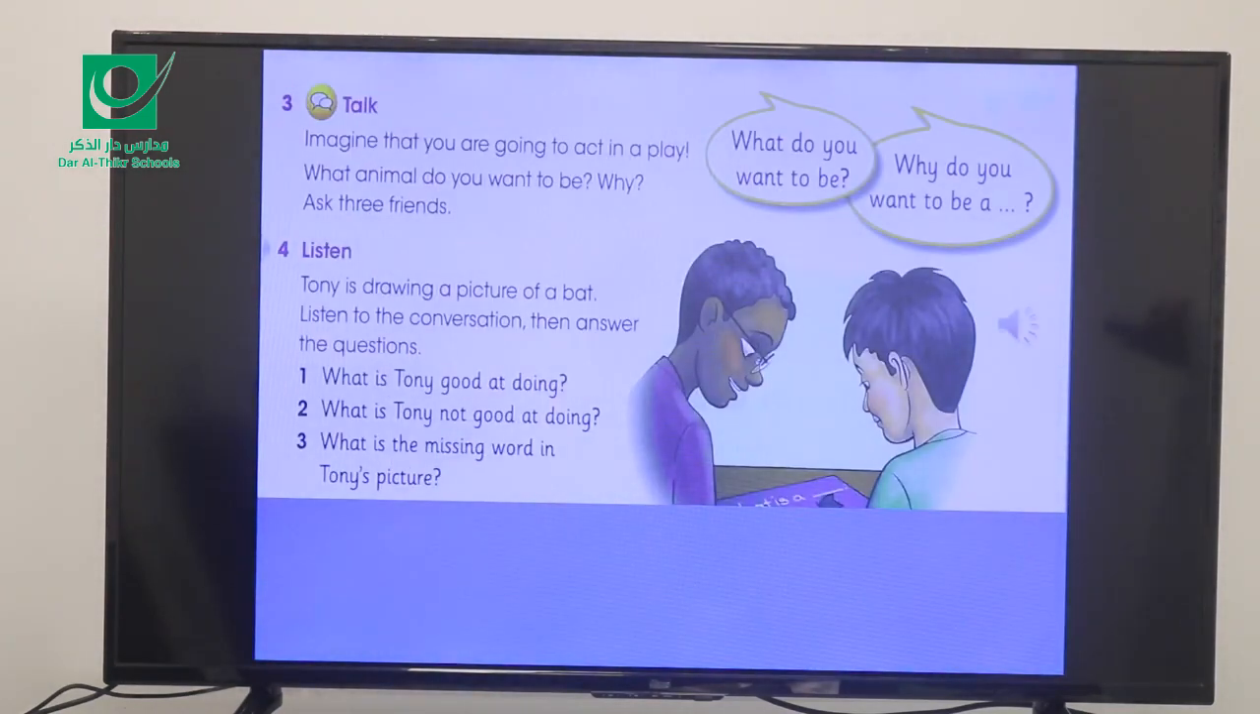Okay, students. Now if we move to exercise number 3, talk. Imagine that you are going to act in a play. What animal do you want to be and why? You know the children, they wanted to be a bear, a tiger, a fox, a kangaroo, etc. Ask 3 friends, see like here, what do you want to be?